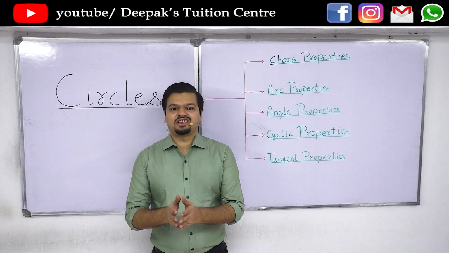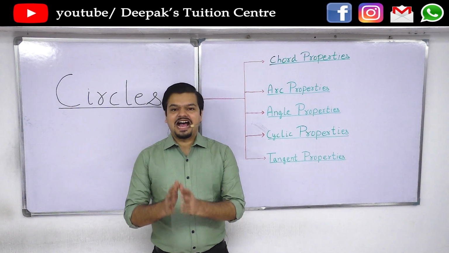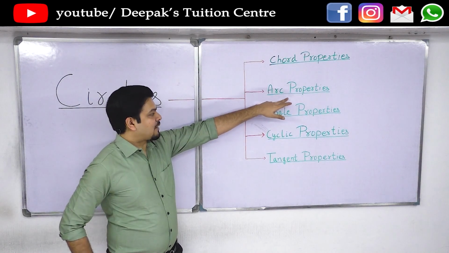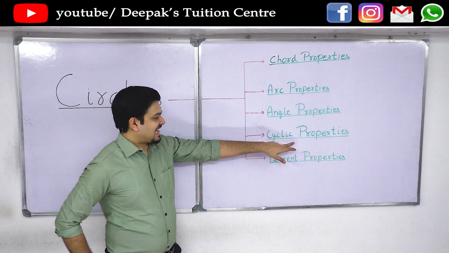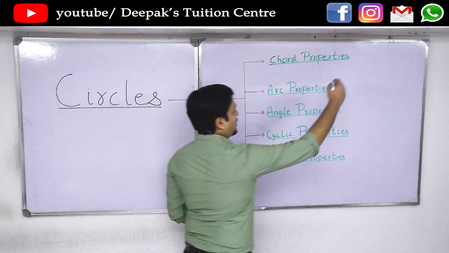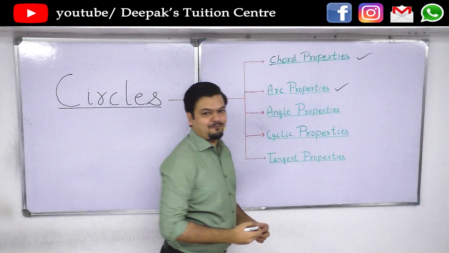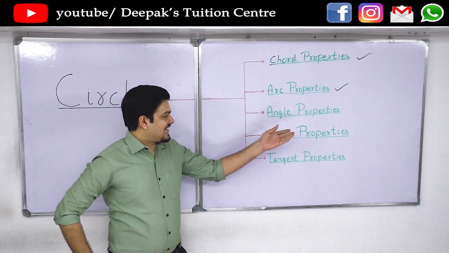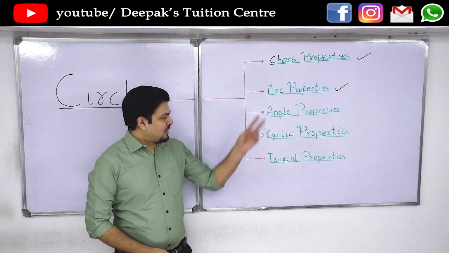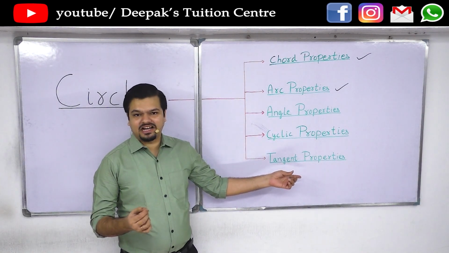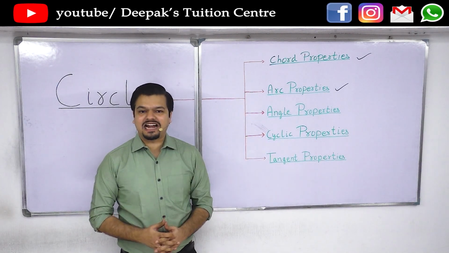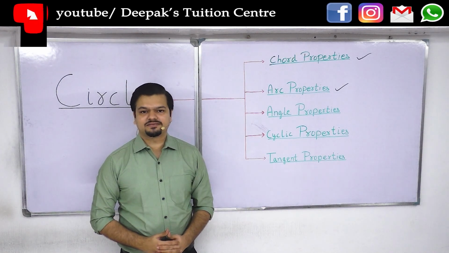All the theorems of this chapter, circles, have been categorized under 5 headings. The headings are chord properties, arc properties, angle properties, cyclic properties and tangent properties. Out of these 5, chord properties and arc properties have been covered in class 9, and in class 10 we'll be covering angle properties, cyclic properties and tangent properties. Out of these 3, there have been certain reductions in tangent properties, but the angle properties and cyclic properties have remained intact. There have been no reductions in these properties.